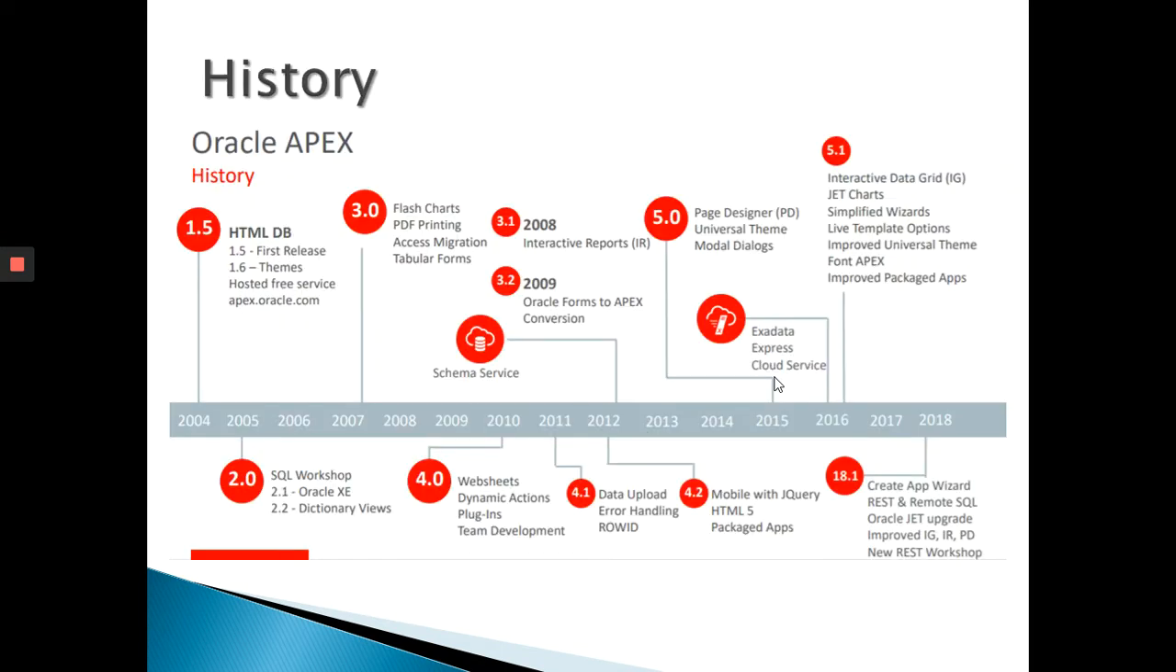History of Oracle Apex. Oracle Apex started in 2004 as HTML DB. After that, in 2005, with release 2.0, new features like SQL Workshop were added. In the 2007 3.0 release, new features like flash charts and PDF printing were added. You can see with every release, there are some new features added into Oracle Apex. Till last year, the latest release was 19.2. And just recently in 2020, a new release has come, called 20.1.